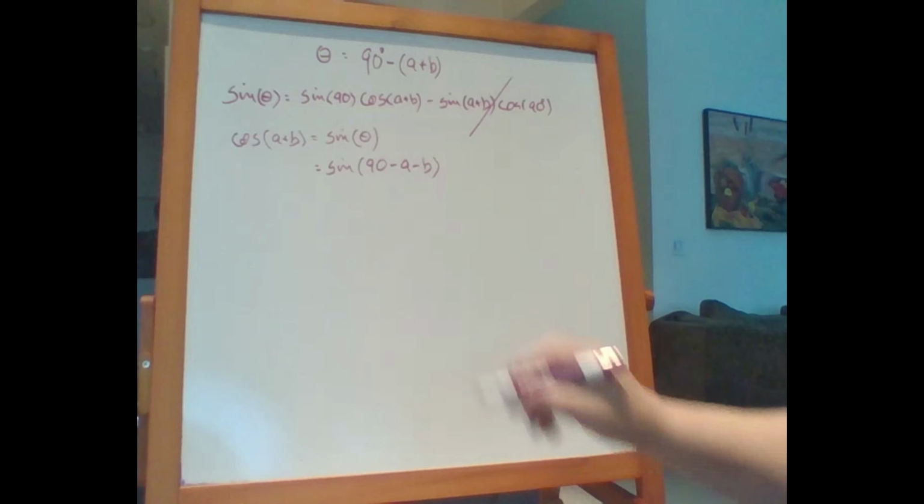Flipping them around, and taking the square root, we have cosine of A on 2 is equal to the square root of 1 plus cosine A on 2, all under the square root sign. And that's a half angle formula.